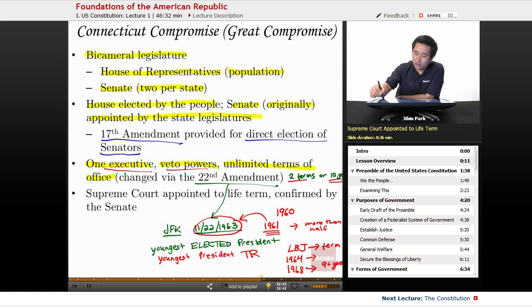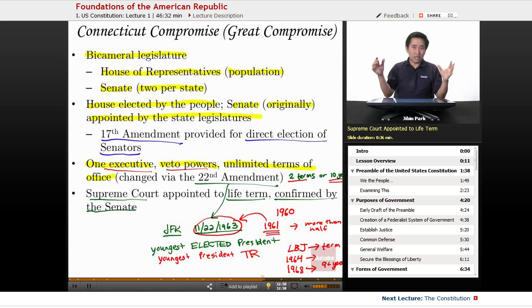And another feature that was borrowed more from the New Jersey plan was the idea of a Supreme Court appointed to a life term confirmed by the Senate. So this is the idea of separation of powers and checks and balances all coming together. So what came out of the Connecticut Compromise was a lot of debate, a lot of pros and cons, and a lot of people that were maybe unhappy with one provision, but ultimately it's a document that has survived for a really long time.